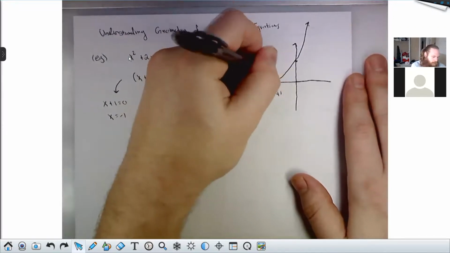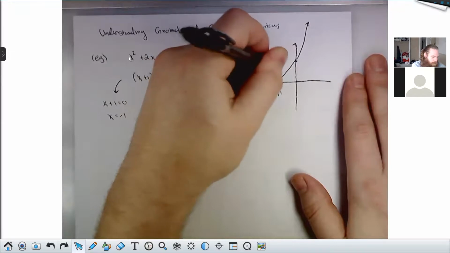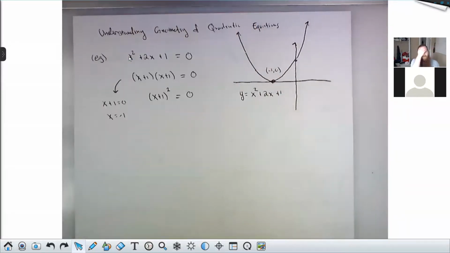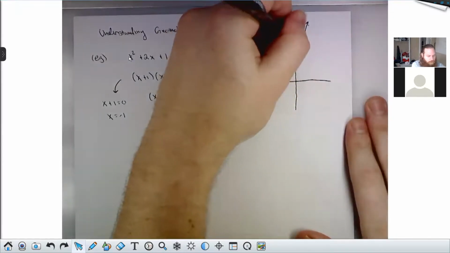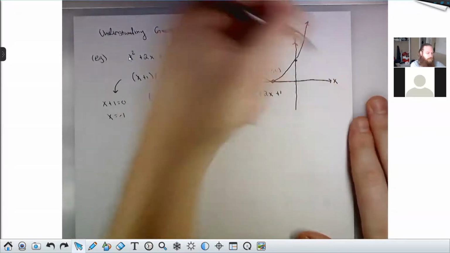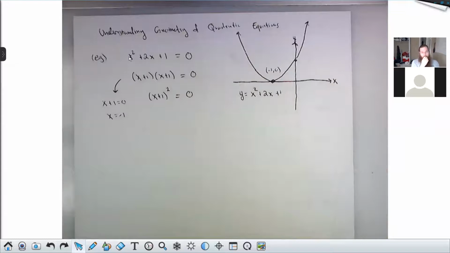And the vertex right here is at -1, 0. So this is our y-axis, this is our x-axis. You notice that this quadratic equation only has one solution, unlike the previous two we've seen, which each had two solutions.